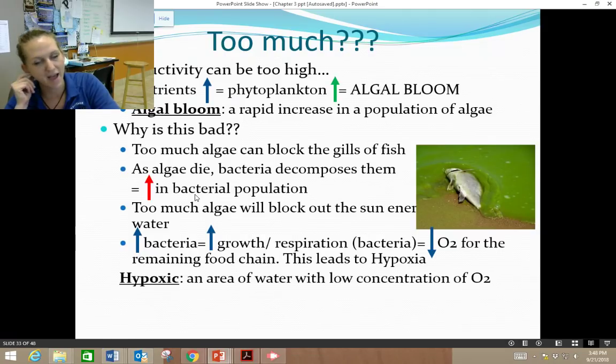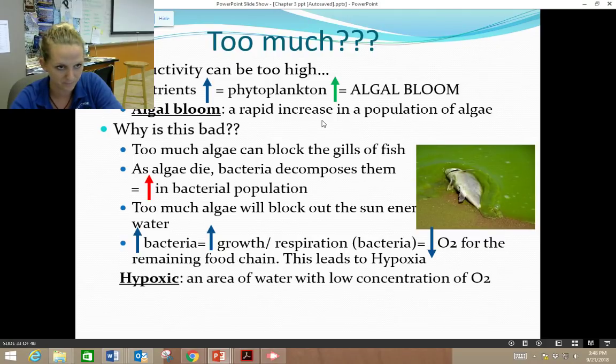Too much is a bad thing. Look at my lovely arrows. So productivity can be too high, right? We see this all the time in the Indian River Lagoon. So if nutrients simply increase, that means phytoplankton will increase. That is called an algal bloom. Algal bloom is a rapid increase in the population of algae.